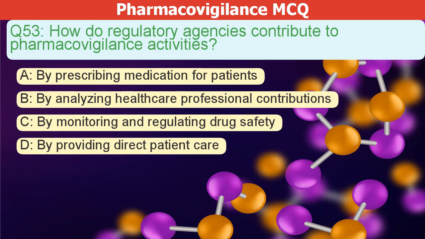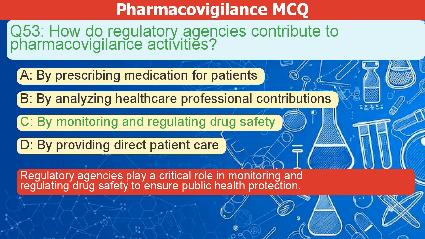How do regulatory agencies contribute to pharmacovigilance activities? A. By prescribing medication for patients. B. By analyzing healthcare professional contributions. C. By monitoring and regulating drug safety. D. By providing direct patient care. The correct answer is C. Regulatory agencies play a critical role in monitoring and regulating drug safety to ensure public health protection.